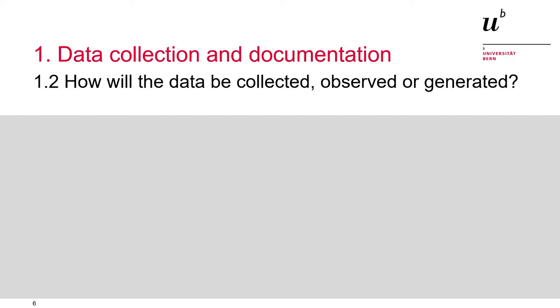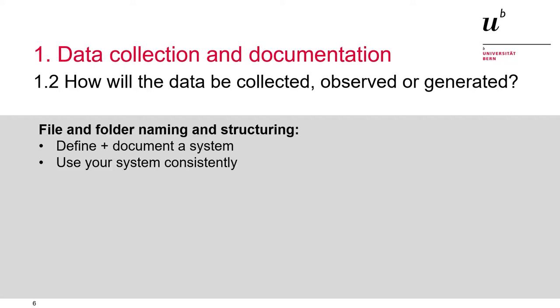Good file and folder naming and structuring helps to find and understand your data files. This is important when collaborating with others, when publishing or archiving your data, but sometimes also for yourself to understand your own data after some months or years. For both the naming and structuring of your files and folders, you should define a system and document it, for example, in a README file. About README files, I will talk in some minutes. And you should use your system consistently.